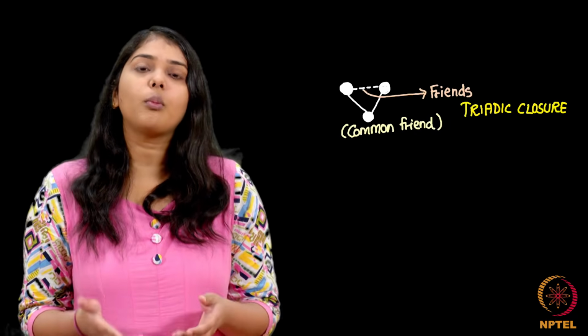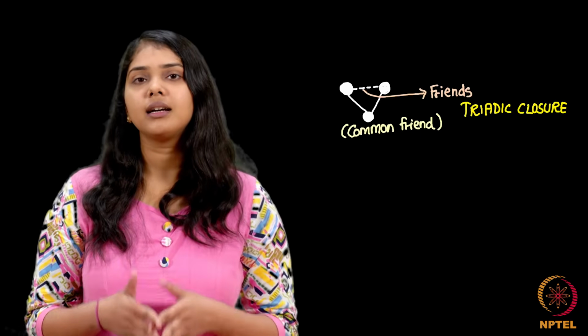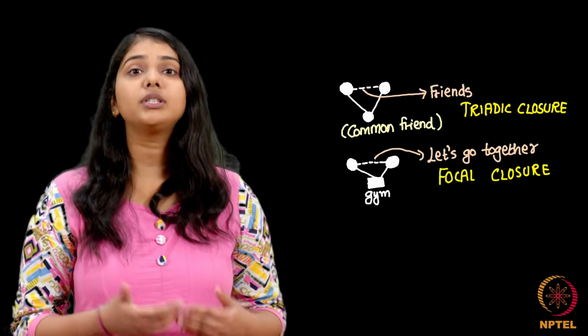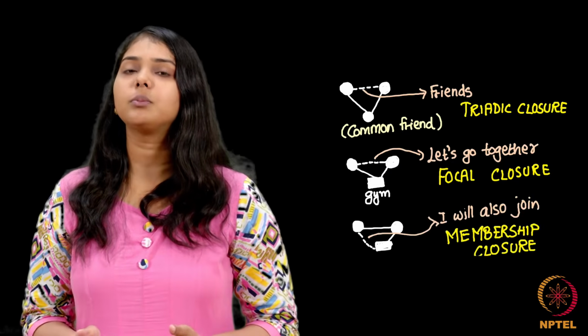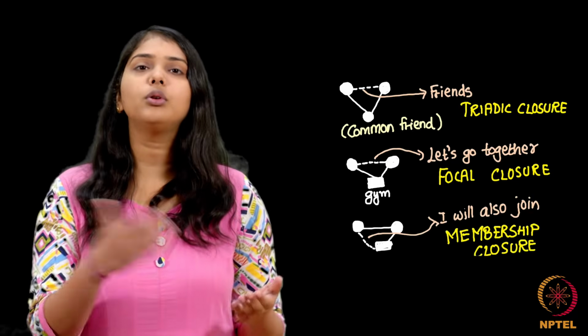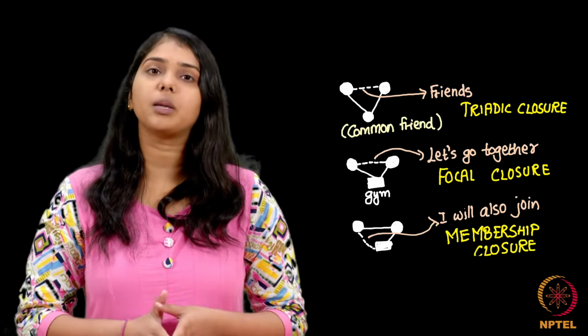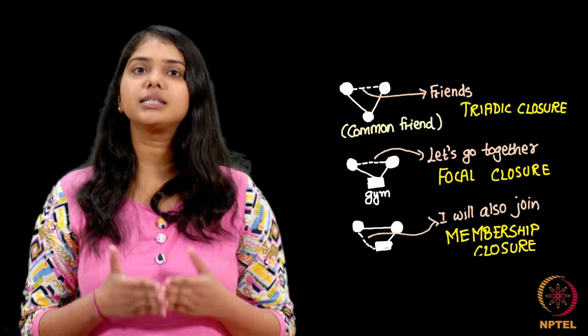We next want to implement closures in our model. As we have seen, there are three kinds of closures. Triadic closure: we both have a common friend, so we become friends. Foci closure: we both are going to the same gym, so we become friends. Membership closure: I am your friend, you go to the gym, so I start going to the gym. So how do we implement these closures in our model is now the question.